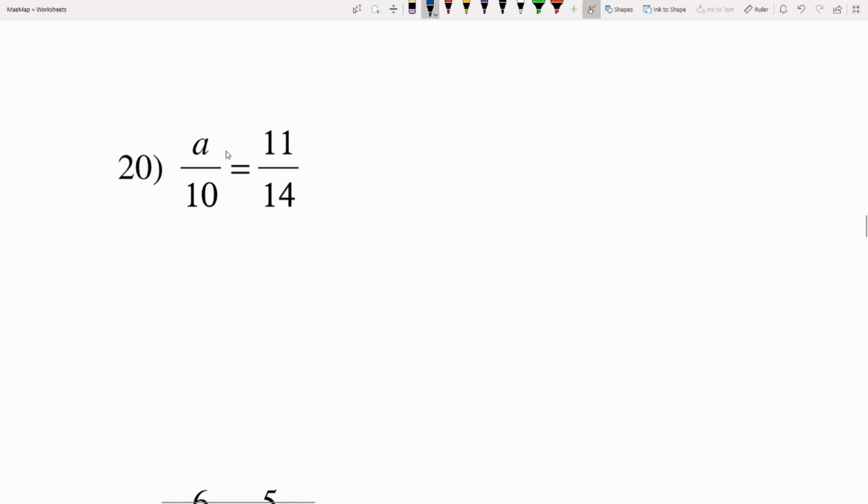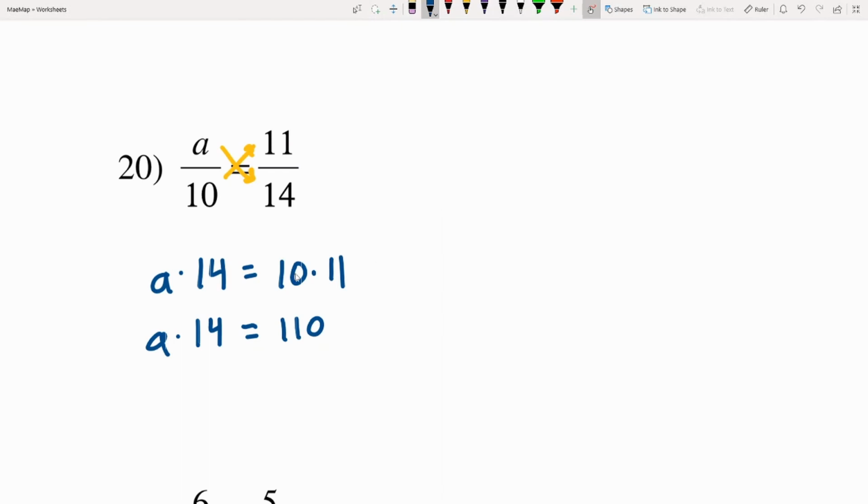In number 20, we have a over 10 equaling 11 over 14. If I were to cross multiply, I'd get that a times 14 equals 10 times 11. So that is a times 14 equals 110. Again, multiplying by 10 is just shifting that decimal over by 1 and filling it in with a 0. 110. Now, all that's left to figure out what a is to divide by 14. So 110 over 14 will be my solution.